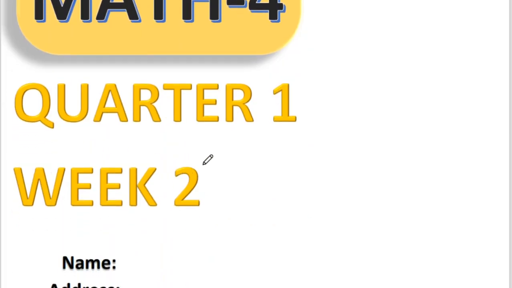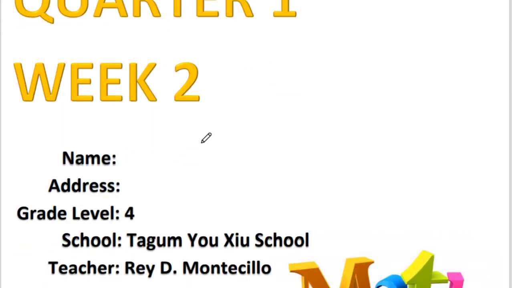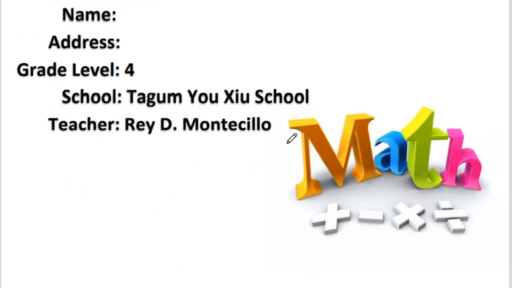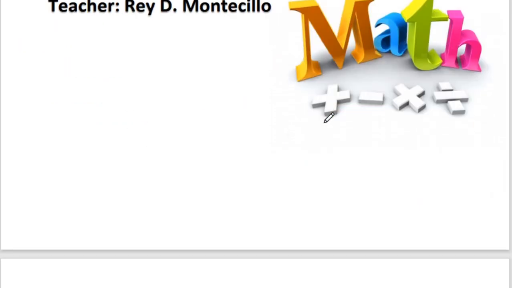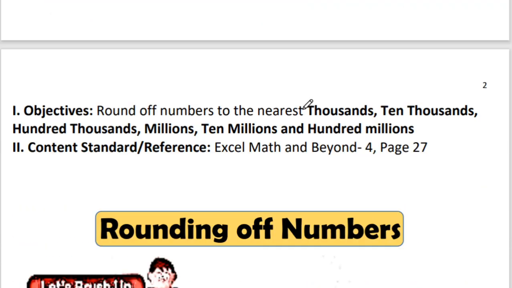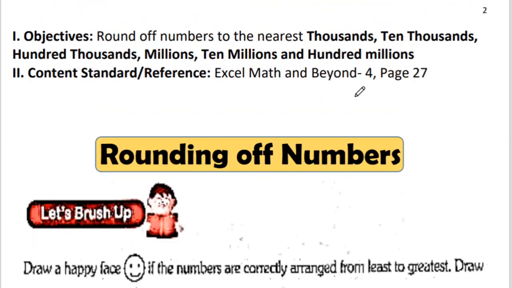Before we proceed to the next page of our module, please do not forget to write your name first. Address or the location of your house. Grade level, just write it here, 4. The name of your school, Tagum Music School. The name of your teacher, Ray D. Montesilio.